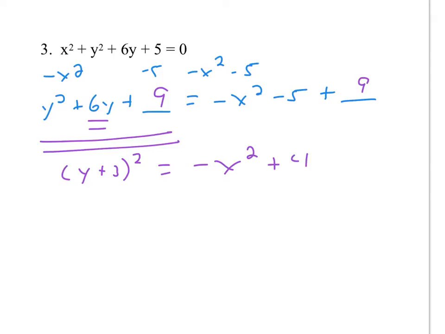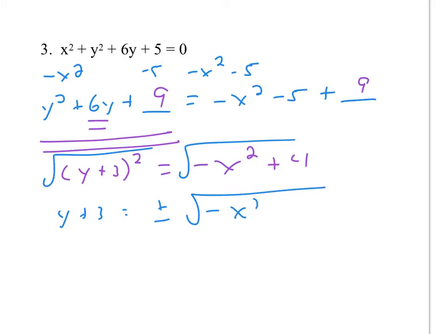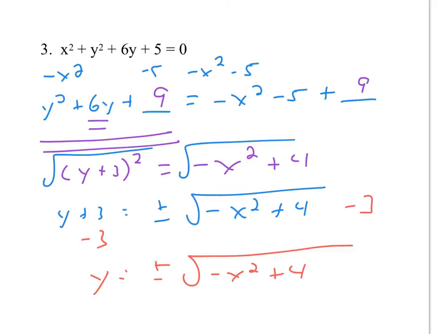I'm now going to take the square root of both sides. So it looks like y plus 3 is equal to plus or minus the square root of negative x squared plus 4. I'm going to subtract the 3 from both sides. So y is equal to plus or minus the square root of negative x squared plus 4, outside the radical, minus 3. Go ahead and graph those on your graphing calc. Put them in two different functions, in y1 and y2, the positive one, the negative the other. See what you get. You should get a circle.